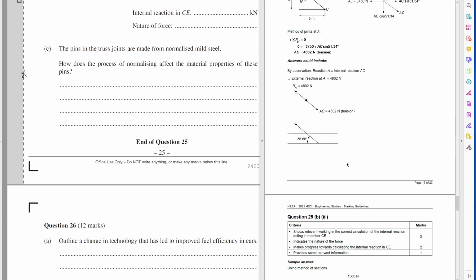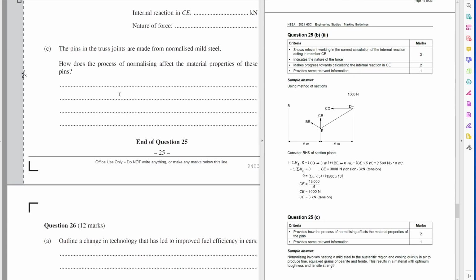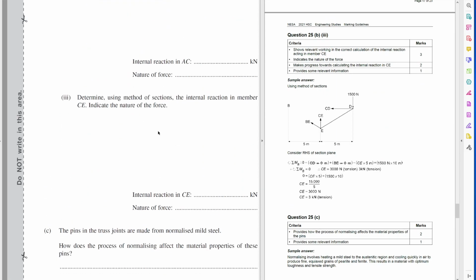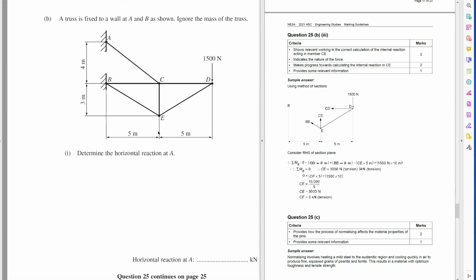Okay, but what we're going to do now is we're going to do this question, and we're going to find which member, CE. So we're finding this member CE. Now, what we can do is if we cut through this line, it's hard for me to do that. I can, I guess, go to Paint.